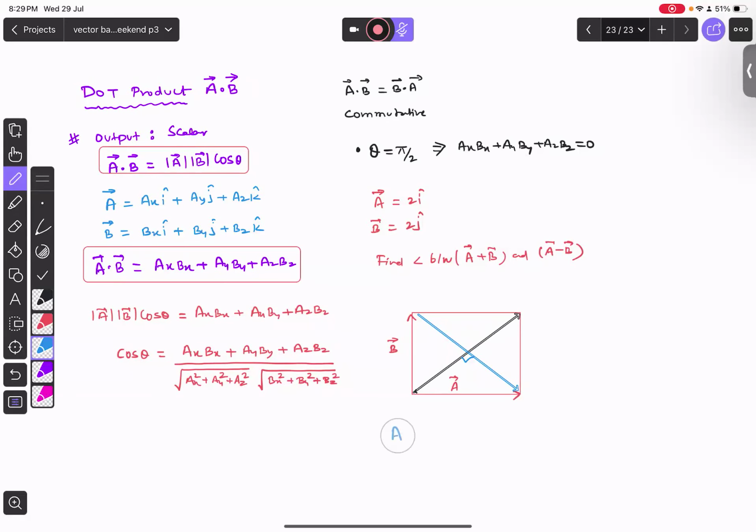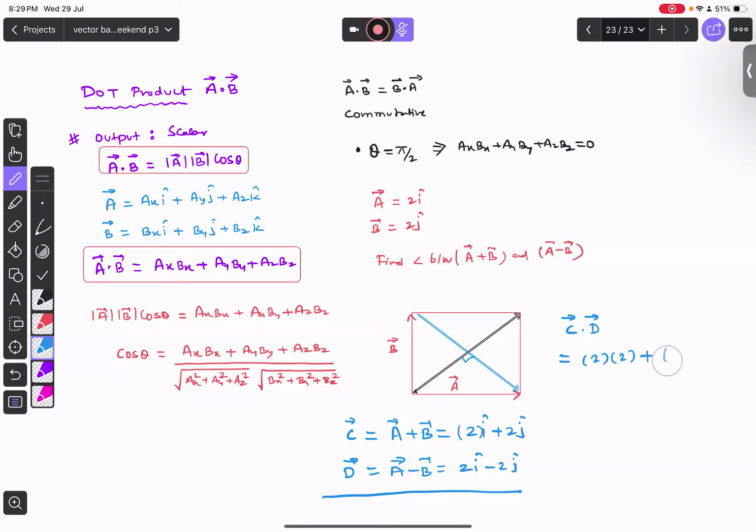So the vector A plus B will be 2i cap plus 2j cap. You see it as a new vector, maybe I call it vector C. And what will be the vector A minus B? I call it a new vector D. So simple, it's going to be 2i cap minus 2j cap. Now I'm going to take the dot product of C and D. So the dot product of C and D will be, what is the x component they have? 2, 2.